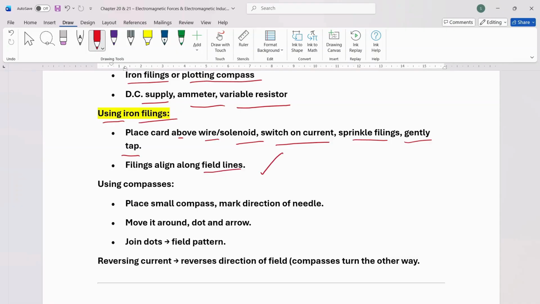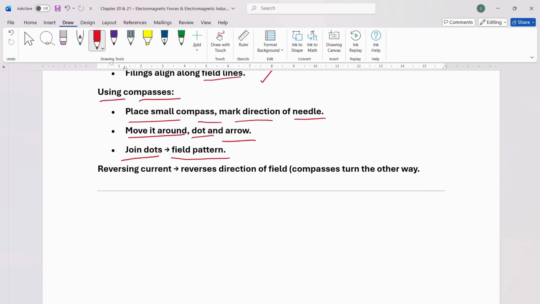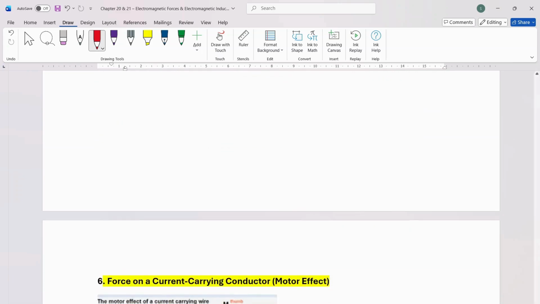This has also been discussed in our previous lectures. Using compasses, place a small compass, mark the direction of the needle, move it around, and draw a dot and arrow each time. Join the dots and you will get the field pattern. Reversing the current reverses the direction of the field, and the compass turns the other way.